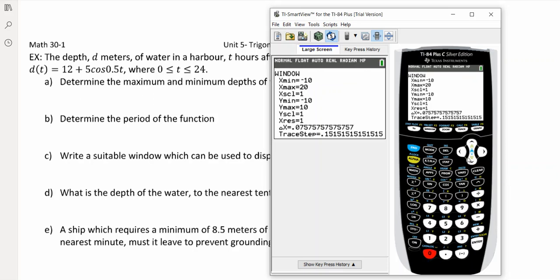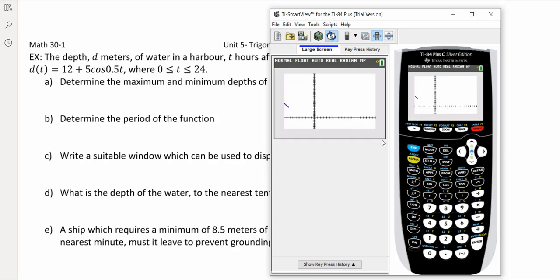But then our Y max definitely needs to change. So what did I say, like 40? Just to make sure we can see it. All right, let's try that one. So this is looking a bit better, right? We're getting this idea with the tides going up and down.